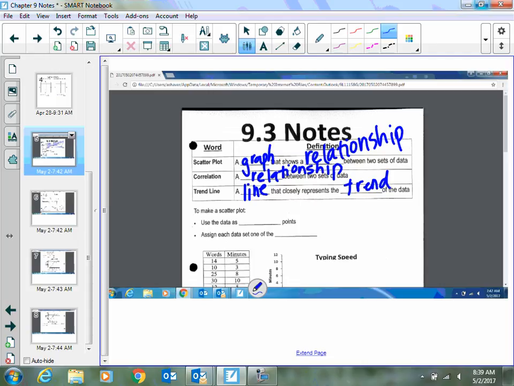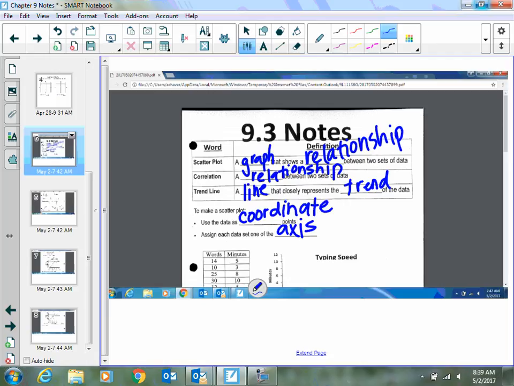All right. So first, the way to make a scatter plot. It's pretty basic. To make a scatter plot, you use the data as coordinate points. Whatever data they give you, you're using it as coordinate points. And then you assign each data set one of the axes. Doesn't matter which one you do, but you're going to want to assign them. This is taking it back to like 3rd and 4th grade graphing. Everybody with me so far?